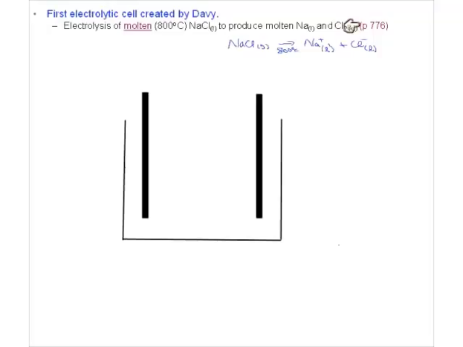So what he's going to do is take this vat here, and put two carbon electrodes, inert electrodes, down in the container. And he's going to put some sodium chloride solid in here, and heat it up to 800 degrees Celsius. So this is going to be over 800 degrees Celsius. And what's going to happen, of course, is the sodium ions are going to be in the liquid state, and we're going to get some chloride ions in the liquid state.